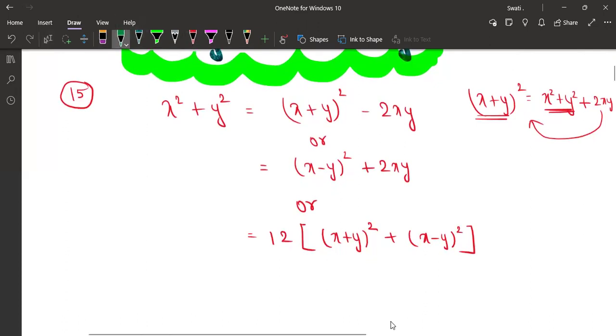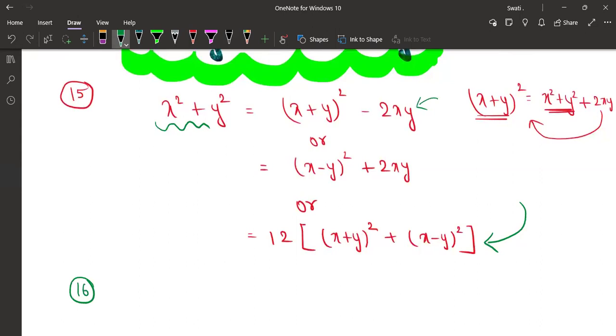For example, if you don't know the value of x times y, then you can't use this formula. And suppose the question is to find x square plus y square. If x plus y is given and x minus y is given, then of course this formula will be very, very helpful to you, right? Okay, now let's go to the 16th formula.